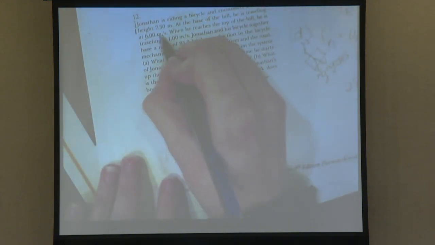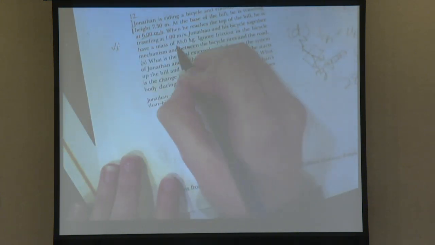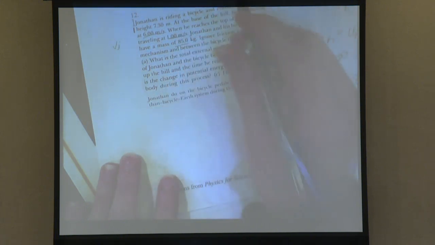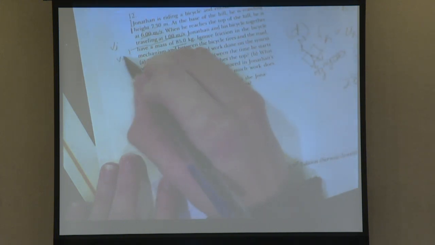Okay, continuing with number 12. This is still chapter 8. Jonathan is riding a bicycle and encounters a hill of height 7.3 meters. At the base of the hill, he is traveling at 6 meters per second. When he reaches the top of the hill, he is traveling at 1 meter per second. So already we know that this is going to be our vi, and this is going to be our vf.